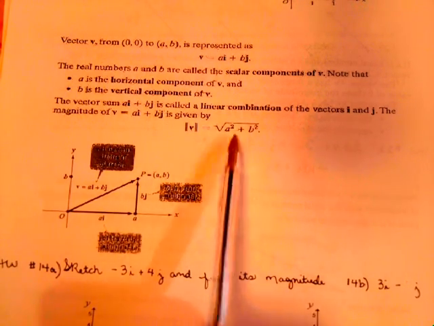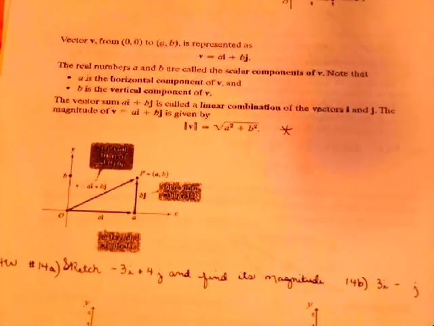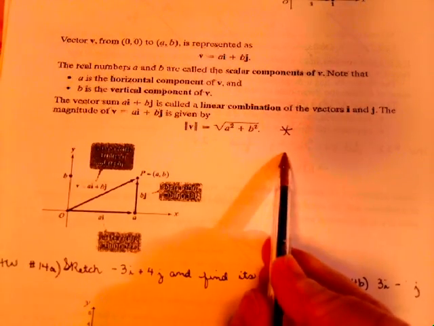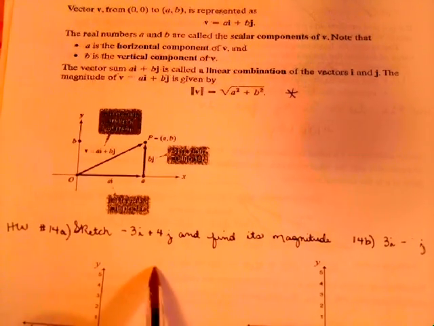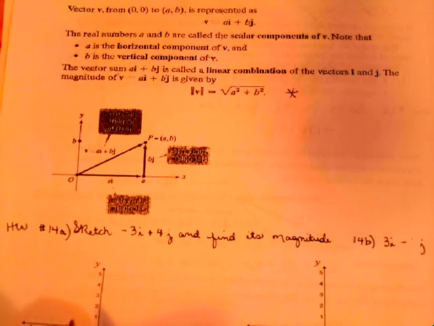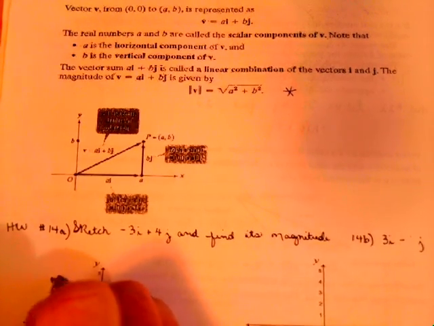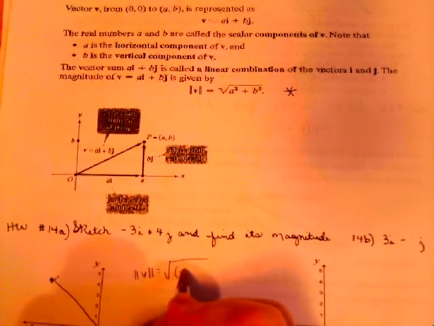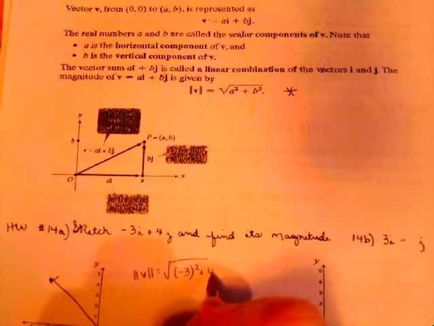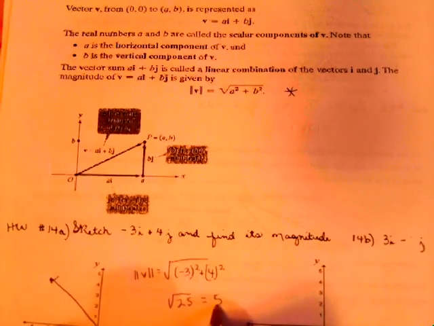The magnitude is given by finding the square root of A squared plus B squared. So this is something you need to know. You need to put a little star in your notes by that. 14a, sketch negative 3i plus 4j. Go to the left 3, up 4. There's the terminal point. This vector looks like this. Magnitude of v equals the square root of negative 3 squared plus 4 squared. Square root of 25. Magnitude of that is 5.